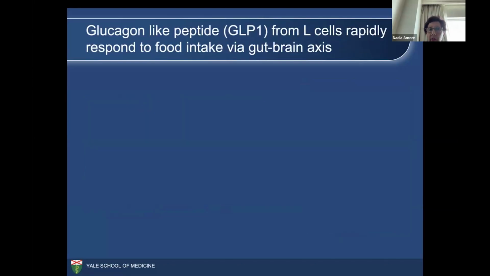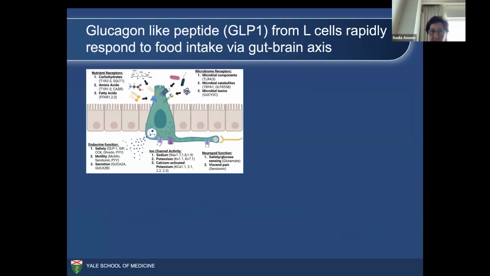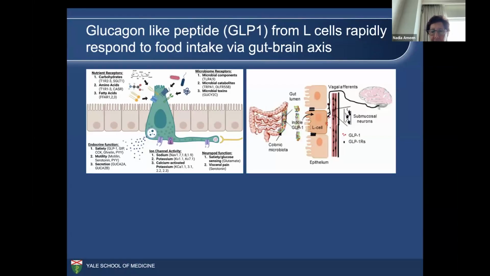I'll switch gears now and talk about GLP-1 because it's relevant to these cells. GLP-1 is the peptide released from L cells that respond rapidly to food intake, and these cells communicate via the gut-brain axis. Here's a schematic diagram of an L cell, and you can see that these cells have a brush border that senses contents in the lumen of the intestine. They also have a very long basal process with vesicles that connect with the enteric nervous system to communicate by gut-brain axis rapid transmission. And you can see diagrammatically how the communication goes on.